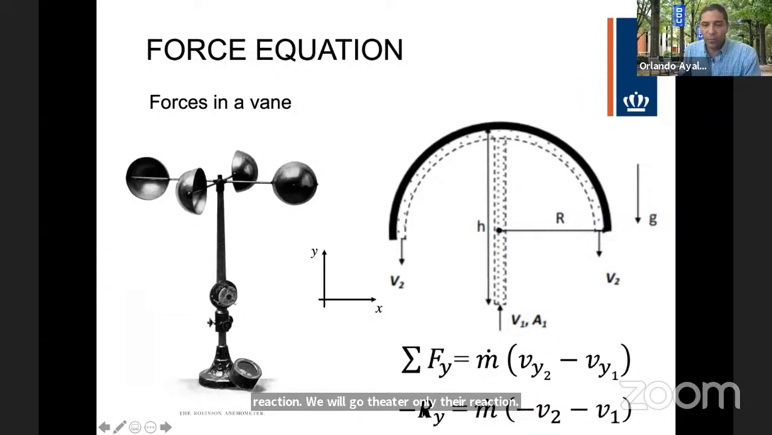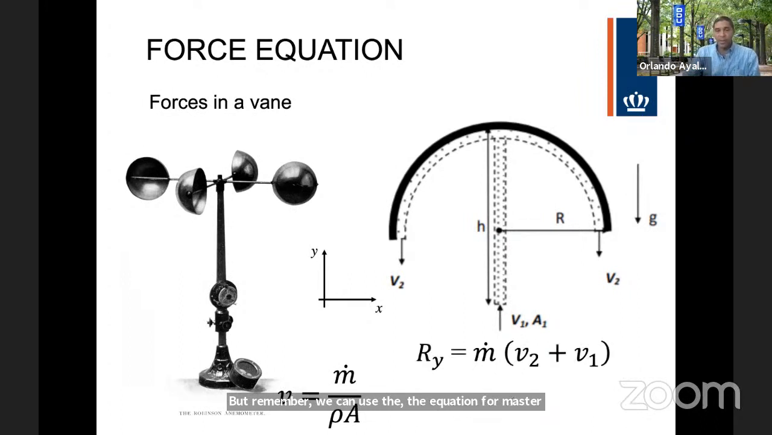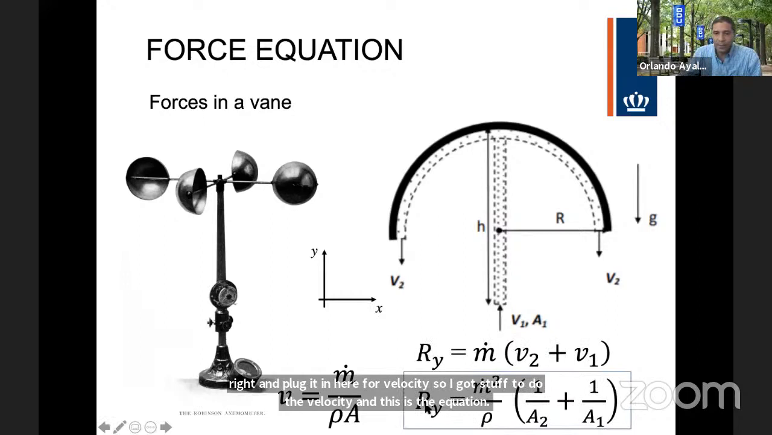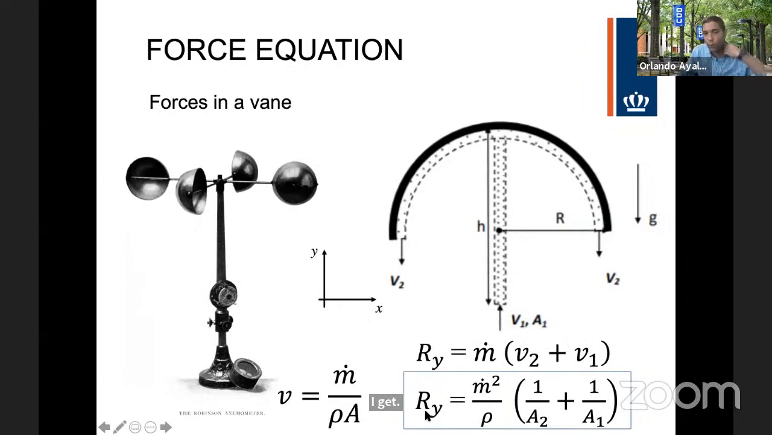Okay, so the reaction force is negative because it points downward, right? It is the hemisphere against the fluid, pointing downward, and it is equal to mass flow rate times minus velocity 2 minus velocity 1. But remember, we can use the equation for mass flow rate and plug it in here for velocity. So I can substitute the velocity, and this is the equation I get. Notice that if I plug this in for V2 and this in for V1, I get that the force the hemisphere feels is equal to mass flow rate squared divided by density multiplied by the inverse of the areas.